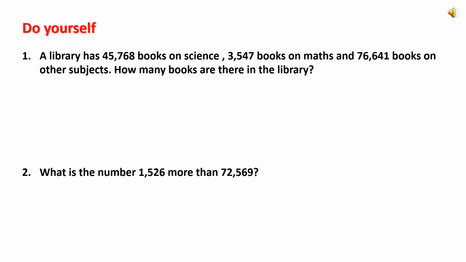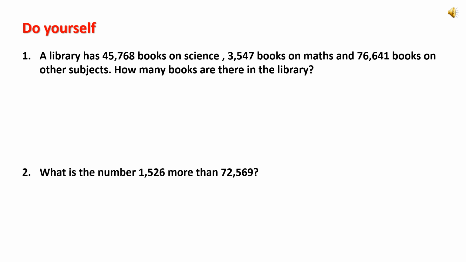Next questions are given here and you have to do yourself. Question is, a library has 45,768 books of science, 3,547 books on math, and 76,641 books on other subjects. How many books are there in the library? It means you have to find out the number of books in the library. So write down the number of books of science, math and other subjects, add it, then you will get the answer.